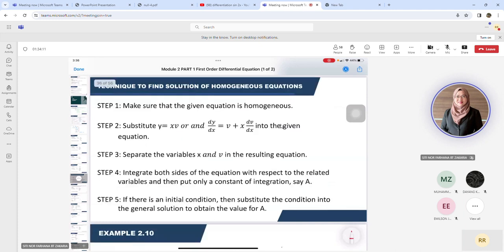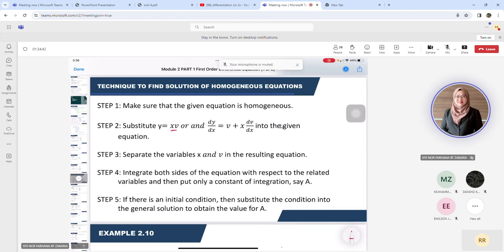You need to add lambda x into your equation. Okay. Second, you need to substitute y equals xv. You need to replace your y with the value of xv. And then dy dx equals v plus x dv dx into the given equation. Third step, you need to separate variable x and v, right side and left side.